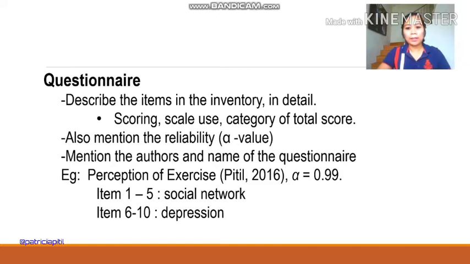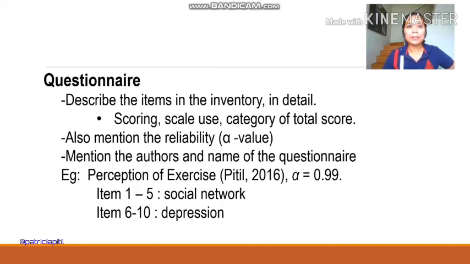Then look at the details of the questionnaires. They will provide you how to categorize the total score. For example, the total score of that questionnaire will be 70. So what does 70 indicate? Minimum 20, maximum 70, for example. So the higher the score, the higher the feeling towards the dependent variable that you're going to measure. Also mention the reliability, the alpha value.